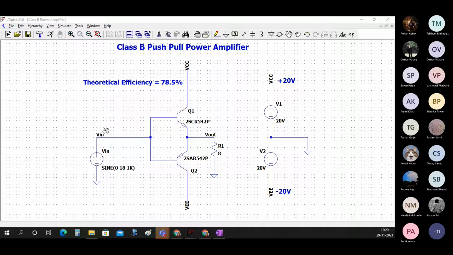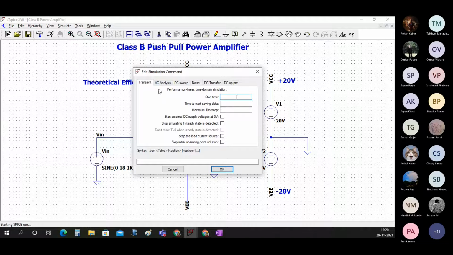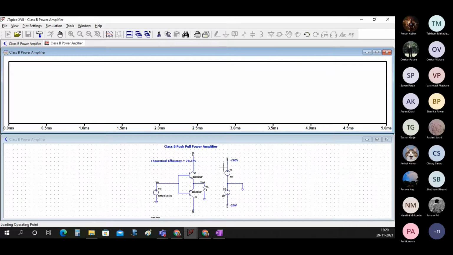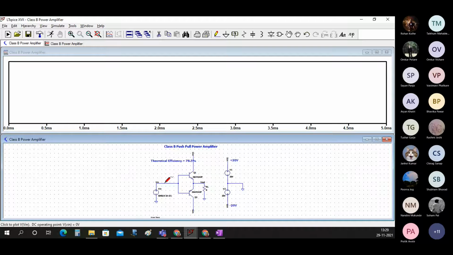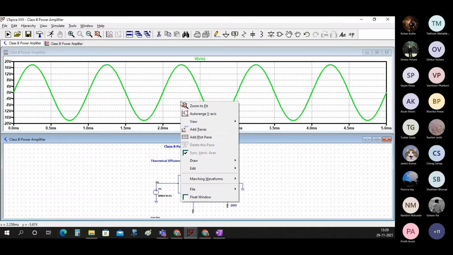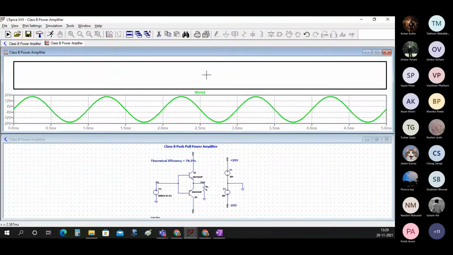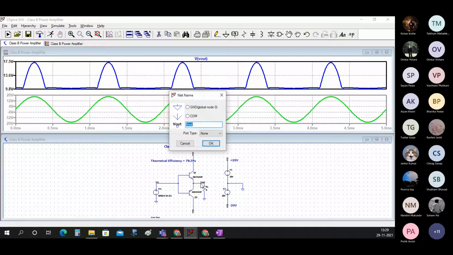Okay. So now let's go ahead and do a transient analysis. So here you can write 6 milliseconds. 6 milliseconds means for a 1 kilohertz signal, if you write 1 millisecond, you will see one cycle. If you write 6 milliseconds, you will see 6 cycles. How many ever cycles you want to see, that much you write here at stop time and just say OK. Now, first of all, we'll plot the input. Then I will add a plane, and here I will plot the output.